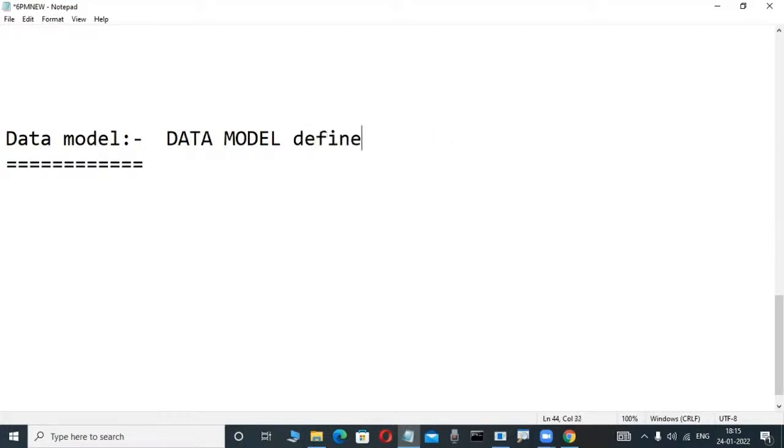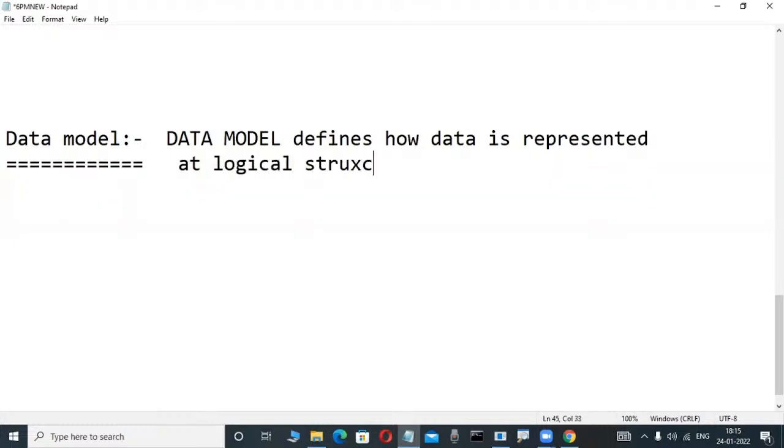Data model defines how data is represented. Observe here how data is represented at the logical structure of the database. How much easy definition? Observe here: logical structure of the database.